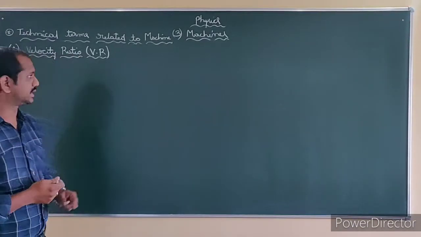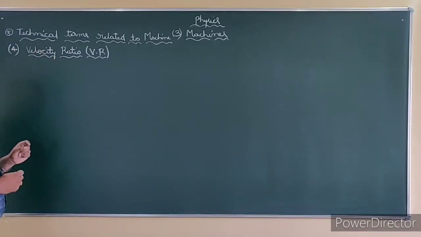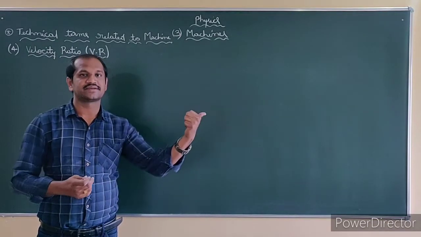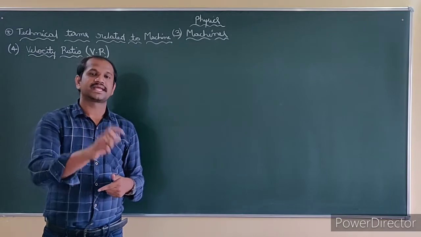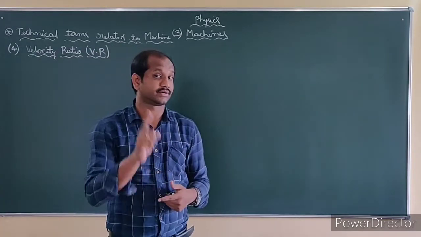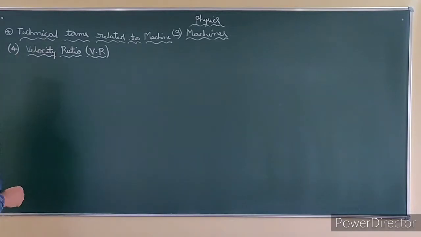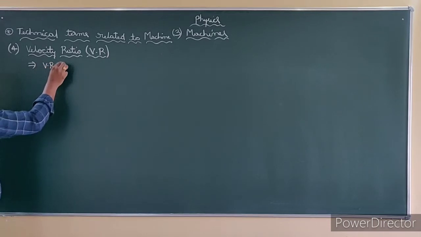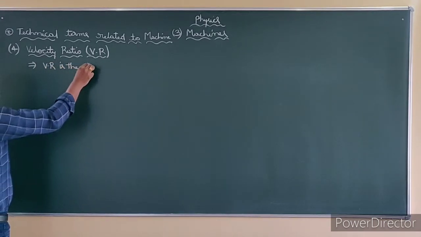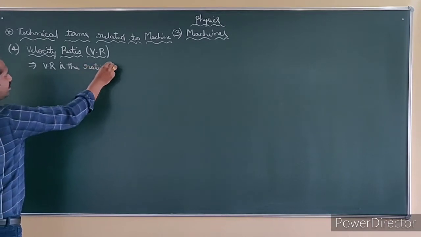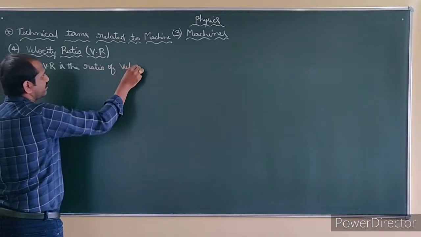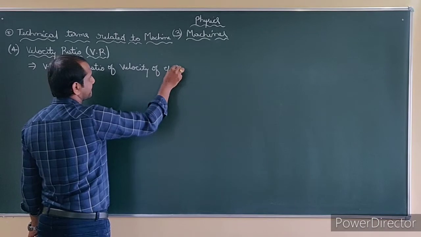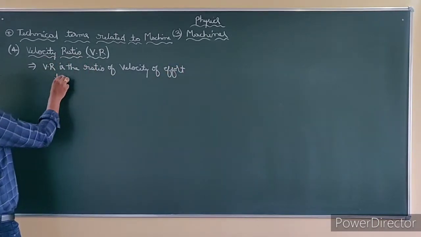Now we have our fourth technical term related to machine, that is called velocity ratio. Just now we have studied what you mean by mechanical advantage. So mechanical advantage is a ratio of load by effort. Remember, okay? Now velocity ratio. So how do we define the velocity ratio? Velocity ratio is the ratio of velocity of effort to the velocity of load.